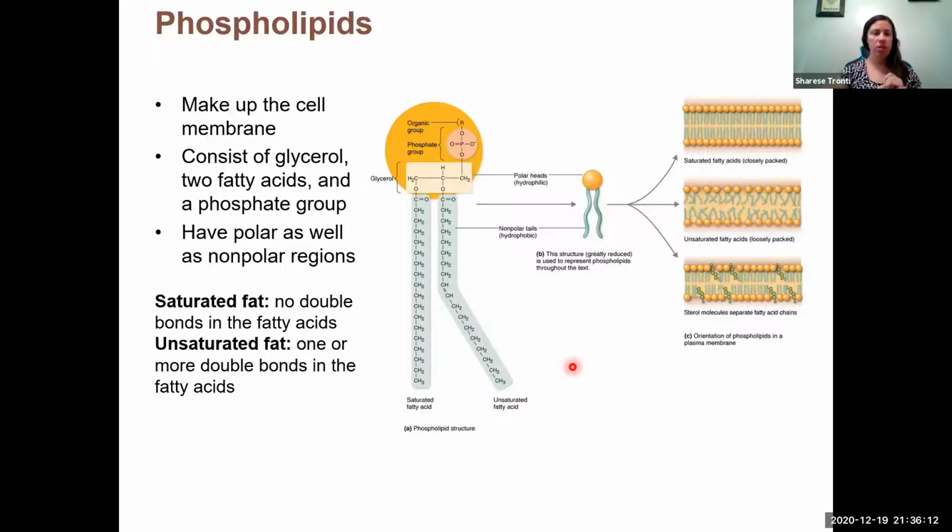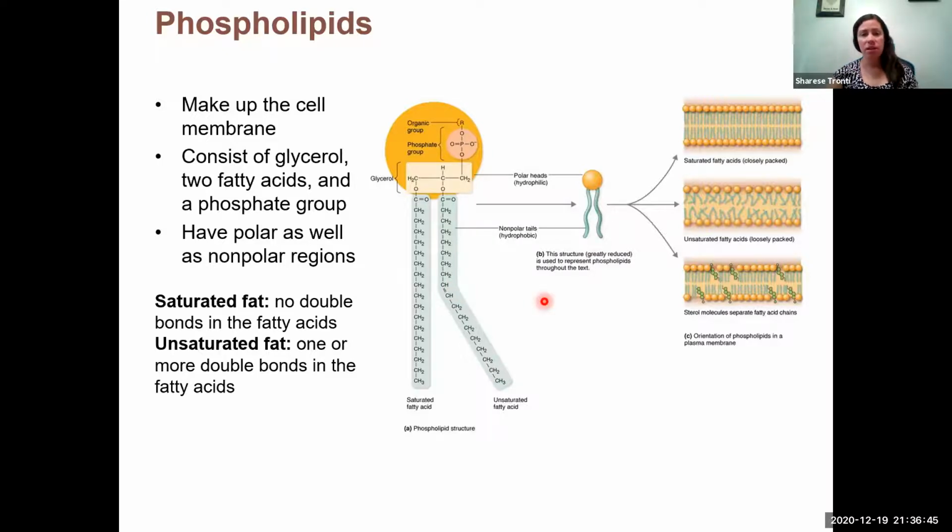Also, something else is saturated versus unsaturated fats. So a saturated fat has all single bonds between the carbons. And so something that has single bonds is going to be saturated with hydrogens. That's where that name comes from. An unsaturated fat may have some double or even some triple bonds. So here's an example of a double bond here.